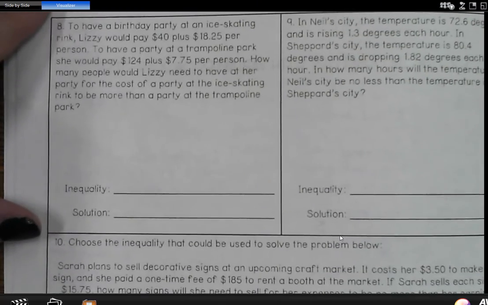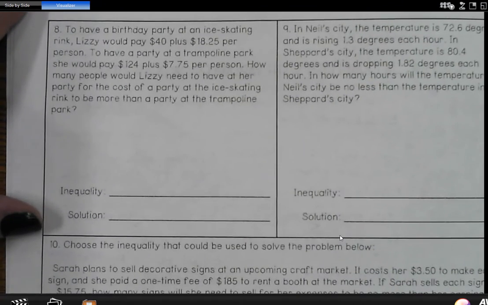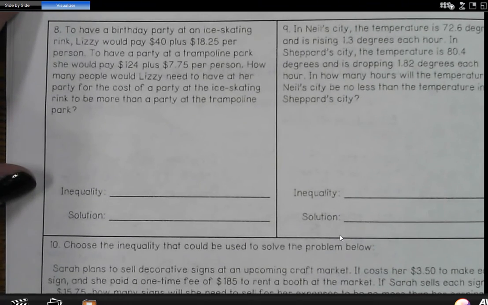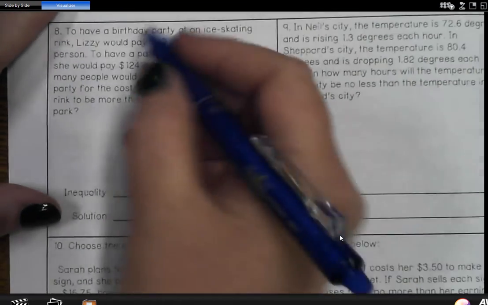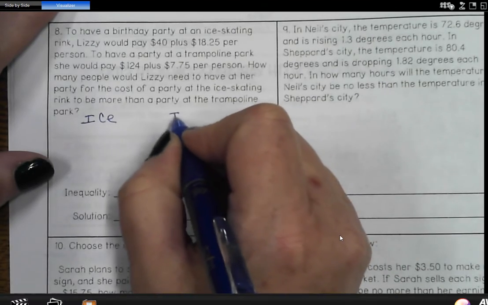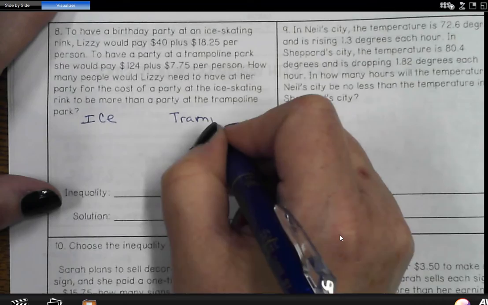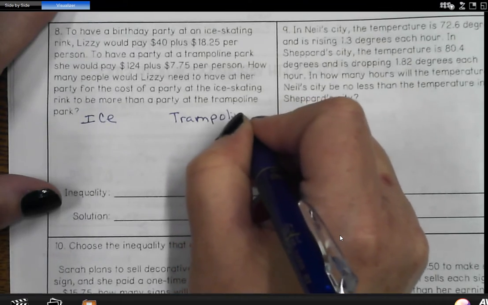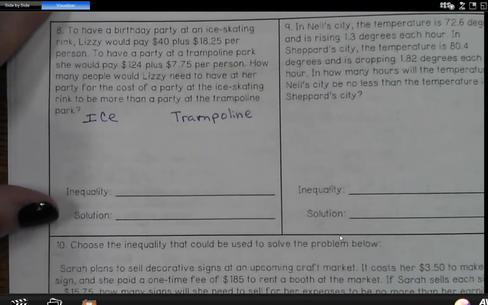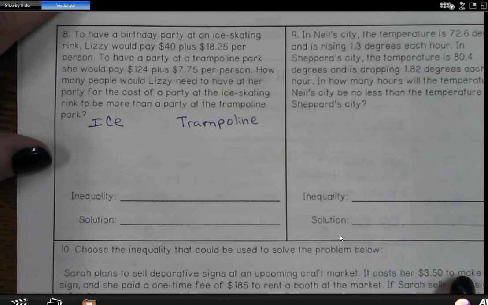All right, so I've got two people. No, I don't have two people. I have two ice skating rinks. So she's got an ice skating rink and a trampoline park. So I'm going to put ice and I'm going to put trampoline.